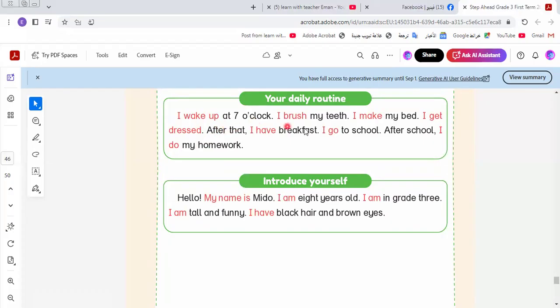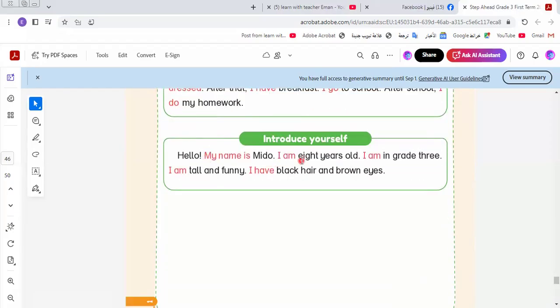I wake up at 7 o'clock. I brush my teeth. I make my bed. Here, what do we mean by make, as we know during the lesson? Make means I tidy my bed. I get dressed. After that, I have breakfast. When we talk about meals, as we know from our lessons and revisions, have must be followed by a meal. I go to school. After school, I do my homework.